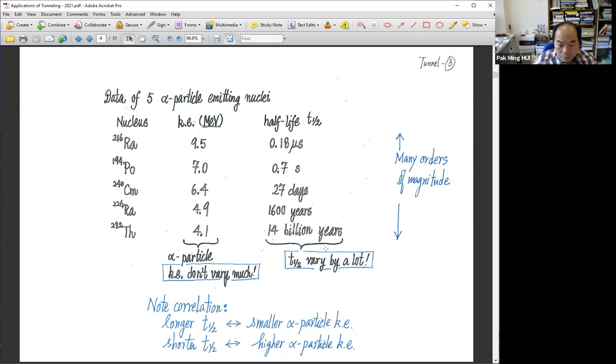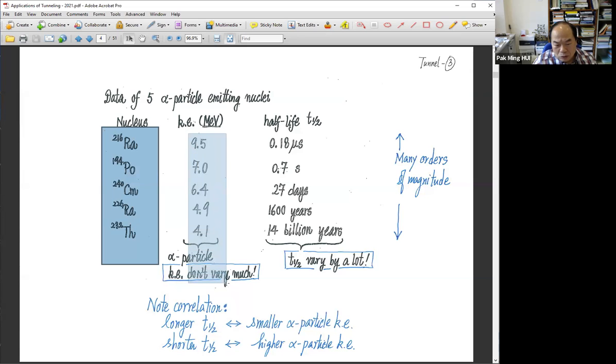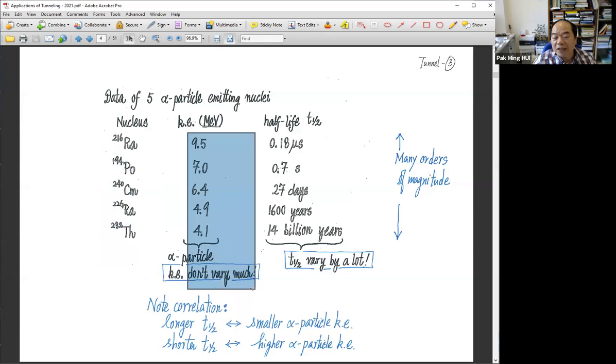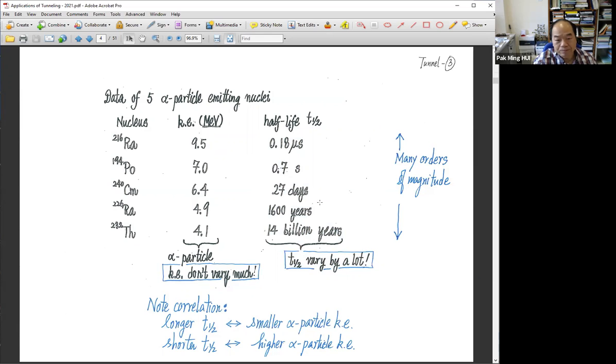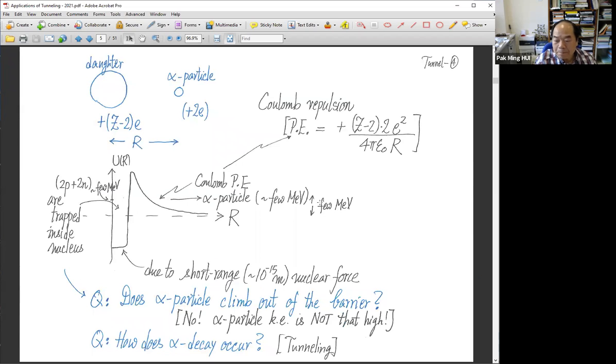Okay, so the point is, from many nuclei, the alpha particles that come out do not vary much in terms of kinetic energy. The energy comes out. However, the lifetime varies by a big amount, many orders of magnitude. So that is the phenomenon. How come? And this is related to tunneling. So let me motivate the problem a little bit before we take a break.